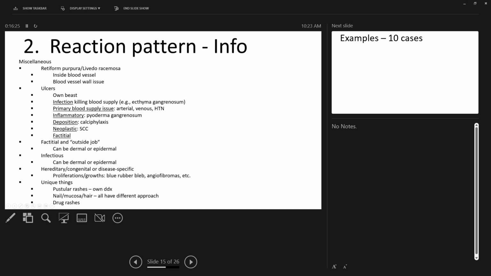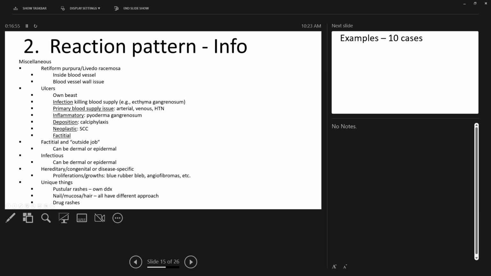And then finally, there are some even more unique things. Pustular rashes. Yes, pustules are epidermal and neutrophilic, but they have their own differential diagnosis that you have to go through. Note that everything we've been talking about is skin. Dermatology is hard. We also manage nail, mucosa, and hair, and these all have completely different reaction patterns. And then drug rashes are their own beast. Where do you put DRESS? DRESS is probably dermal inflammatory interface dermatitis, but it's its own beast.